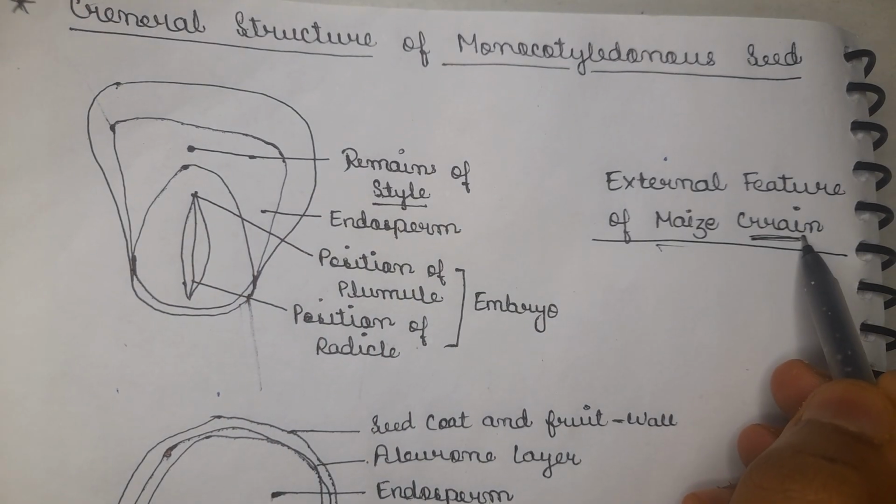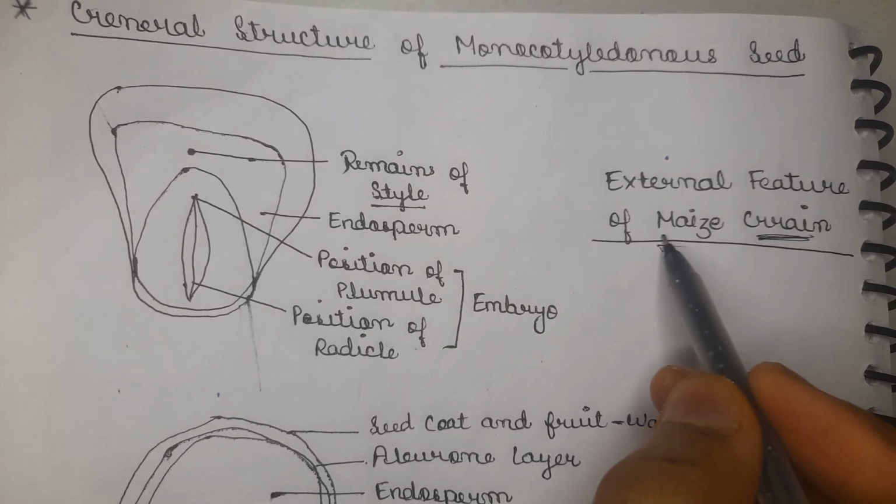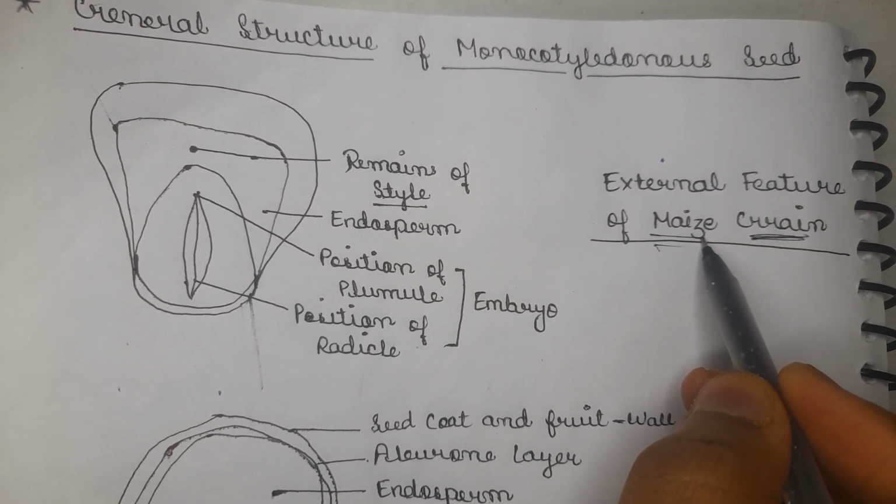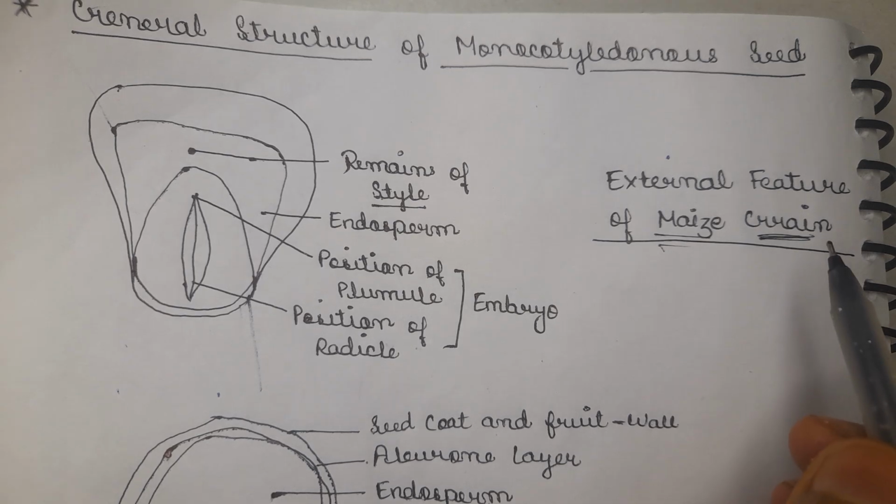If we talk about grains, there are several types of grains. Some are maize, some are corn. These all are examples of grains.